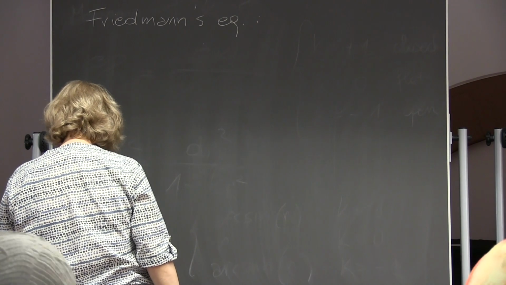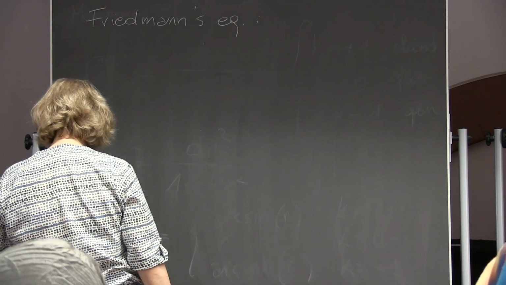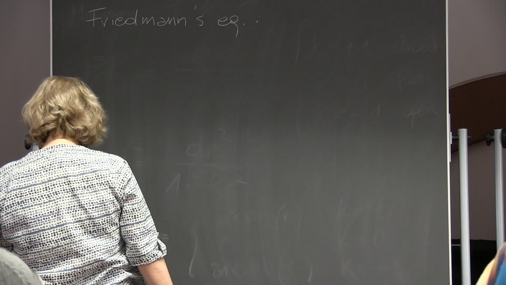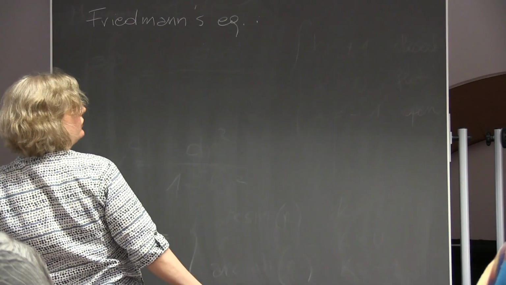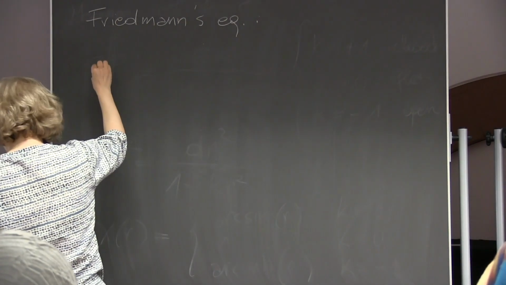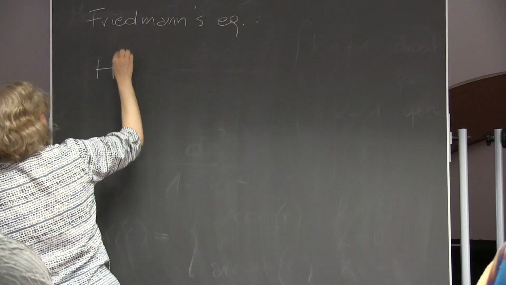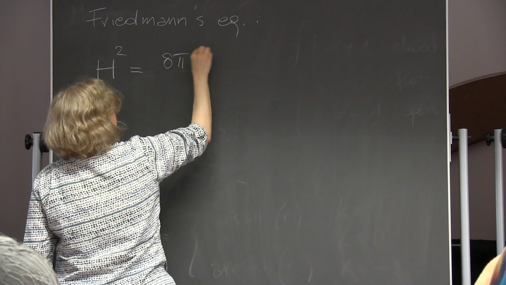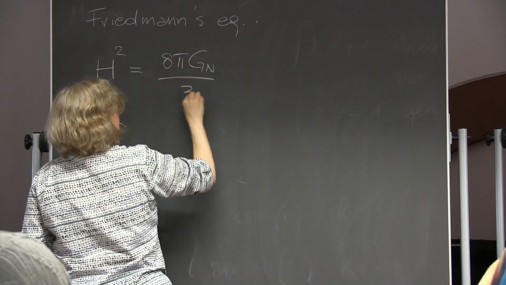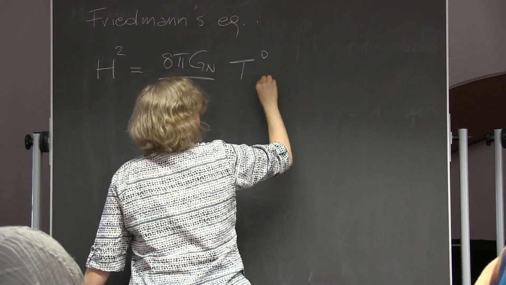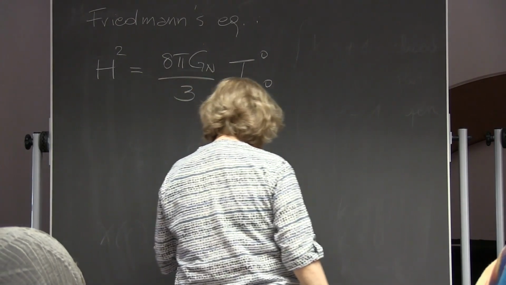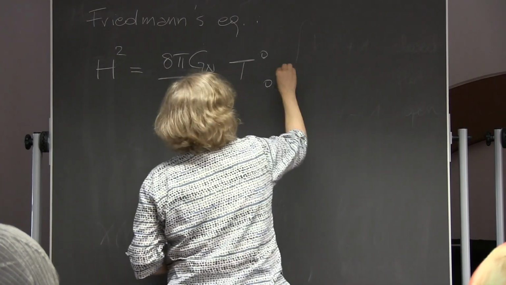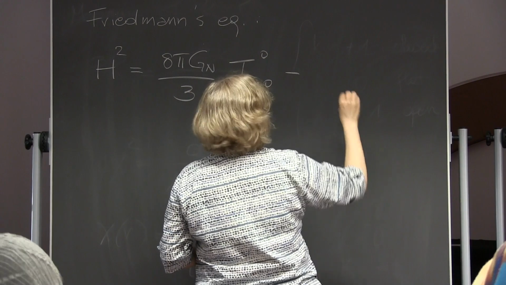And this is nothing else than the following. From this equation, you have H square is equal to 8 pi G_N over 3 T^0_0. And then I have minus the curvature part.